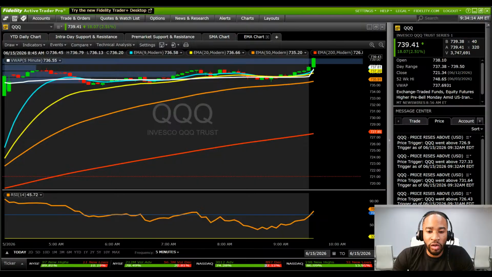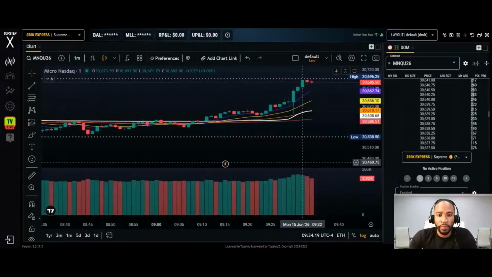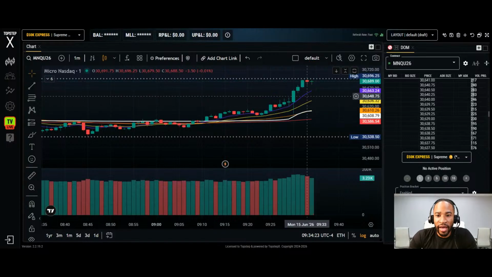Let me go to my other screen really quick so you all can see if I enter a trade in real time. So we had some sellers right here at 9:39 a.m. If we continue to pull back, I'll step in for a quick trade and I'll place my stop loss right here at the high of this candle.